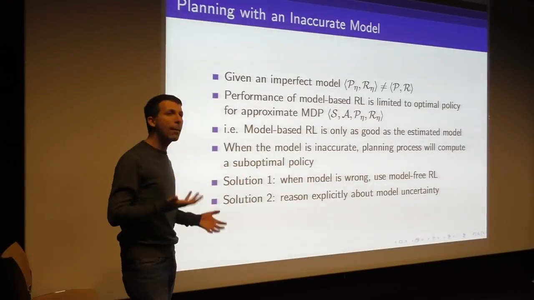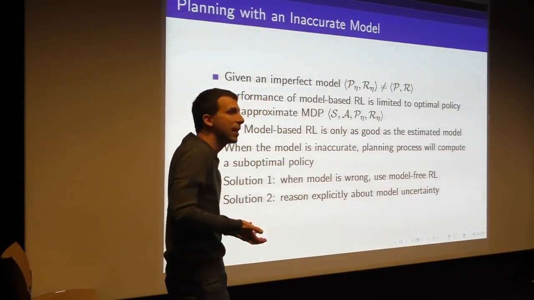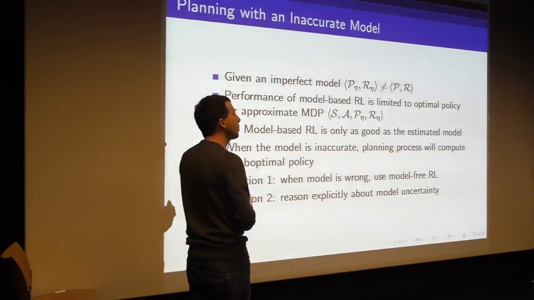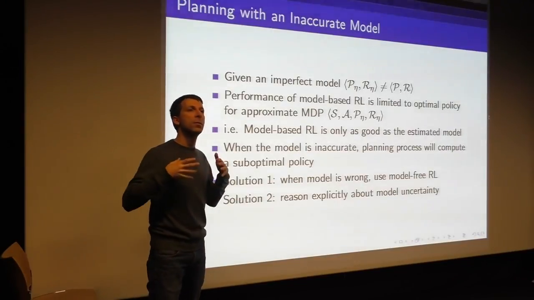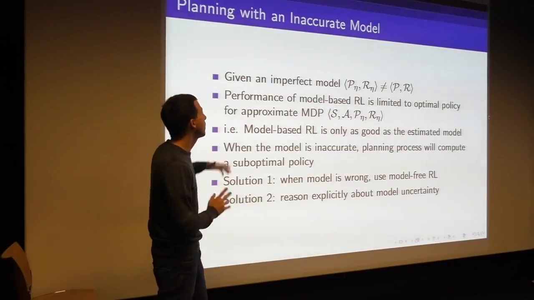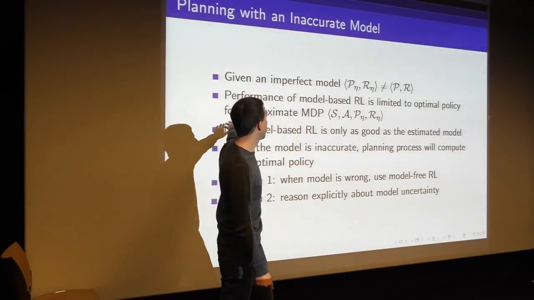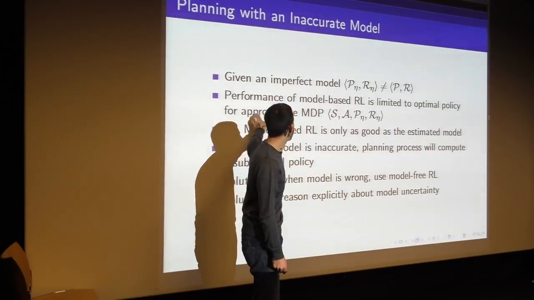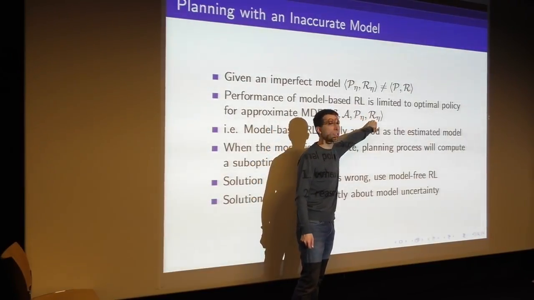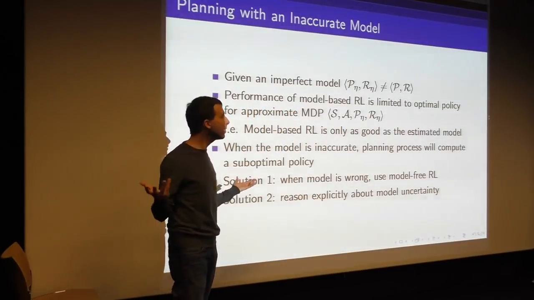So what happens if our model is not right? What happens if we have an inaccurate model? What happens if we haven't seen enough data to really understand the true dynamics of the world or the true reward function of the world? We should understand that when we plan with this imperfect model, we shouldn't expect to get the right answer. The performance of model-based reinforcement learning is only as good as the optimal policy for the model that we've learned. So we learn this approximate MDP with our parameterized transition dynamics and reward function, and now we want to know what's the performance that we can achieve in this world.